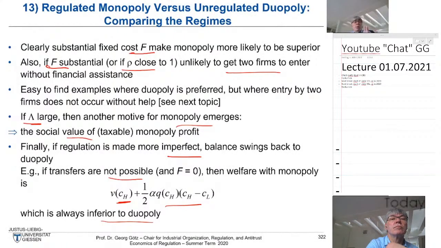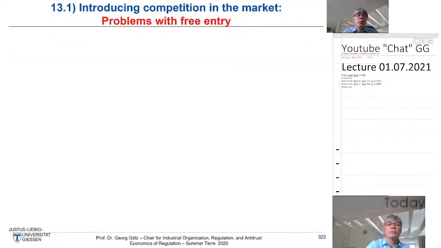Actually, we made many of the points already in chapter 5, and here we just put more structure into this discussion and showed on what it depends. And you will see, in particular, if we have fixed costs, we run into trouble because even though competition might be beneficial or superior, we don't get firms entering the market. And that's what we are going to discuss in the next topic.